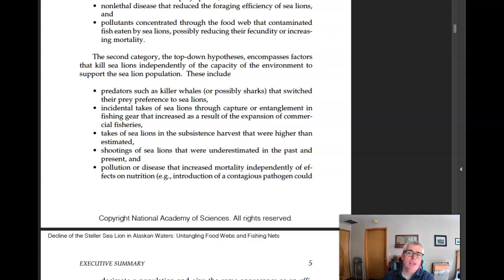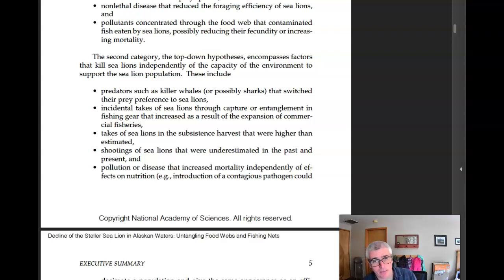So in this case, top-down hypotheses that explain this reduction of Steller sea lions could be predators such as killer whales, possibly sharks, that have switched their prey preference to sea lions. Could be the incidental takes of sea lions, capture or entanglement in fishing gear, resulting from expansion of commercial fisheries. So as we're fishing more, we're going to incidentally get more sea lions tangled up.